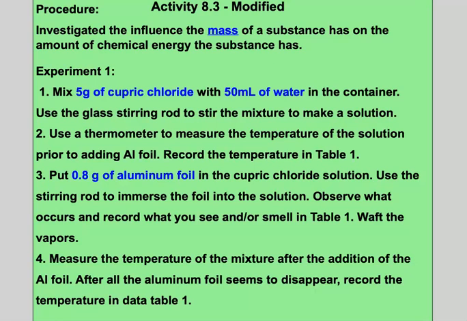Hi, this is Mr. Phillips, and I'd like to talk to you about our Activity 8.3 modified. In this instance, we are going to use the copper chloride along with the 50 milliliters of water, but this time we're going to increase our aluminum to 0.8 grams of aluminum foil, and then we're going to reset our lab and try the 5 grams of copper chloride with 50 milliliters of water, but we're going to try steel wool for the second trial.